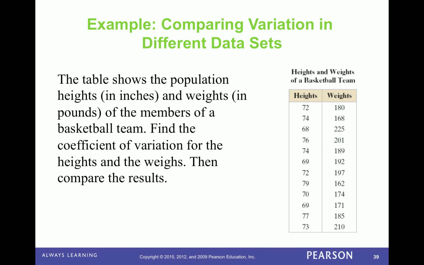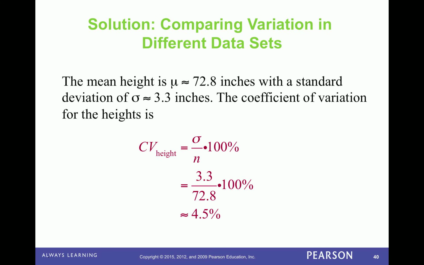The table shows population heights and weights of members of a basketball team. Find the coefficient of variation for the heights and weights, then compare the results. Heights and weights. So mu is 72.8.